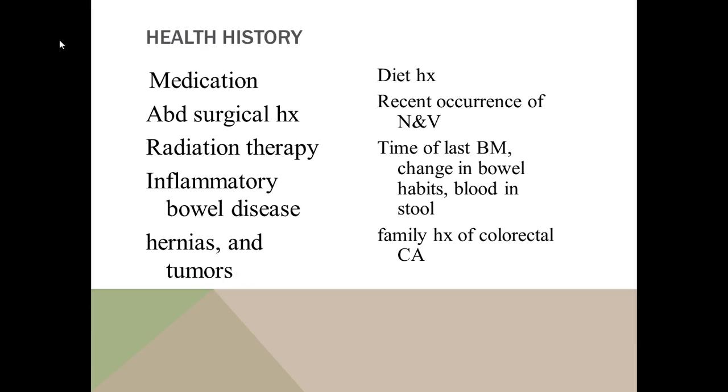Hernias and tumors can also cause a mechanical obstruction. Patients can have something called a strangulated hernia, where the muscle fibers separate and the intestine is allowed to poke through the muscle layer. It then gets twisted, and that twisting of the bowel causes an obstruction.